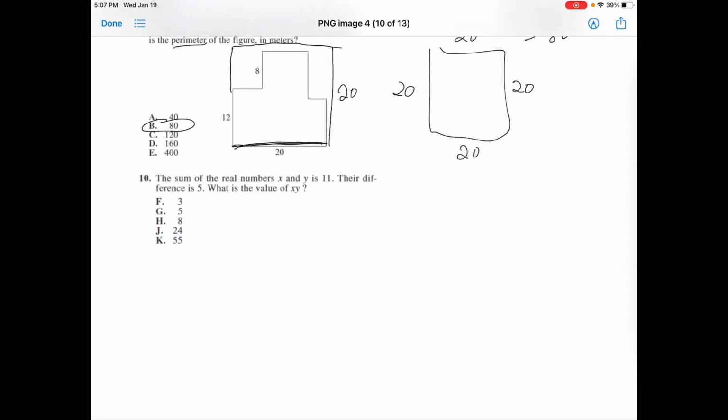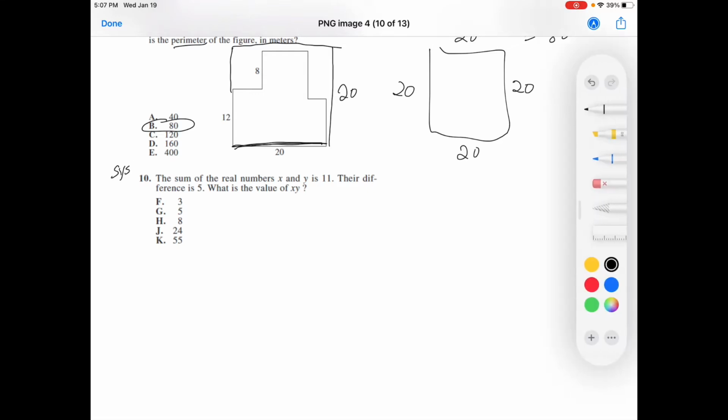Okay, number 10 is going to be a system question. I believe this is our first one to see like this, but a system is just more than one equation. And so we have this, you have to know what the word sum means. The sum of real numbers x and y is 11. So that is x plus y equals 11. The difference is 5. So the difference of the same two numbers is 5. So we have x minus y equals 5.